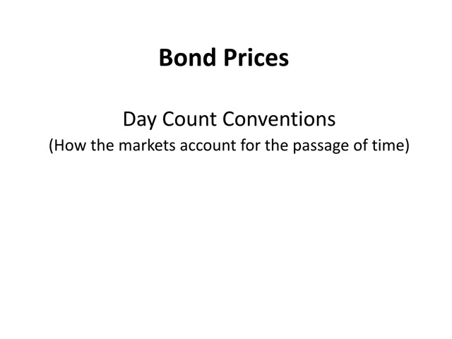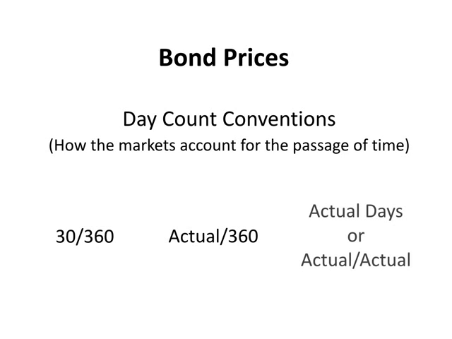Fixed income markets use a number of different ways of accounting for the passage of time. Thus, there are a number of different methodologies used to determine the amount of accrued interest. Different conventions are used by the different sectors of the U.S. fixed income markets and various markets around the world. The 3 most widely used day count conventions in the U.S. fixed income markets are 30 over 360, actual over 360, and actual days.